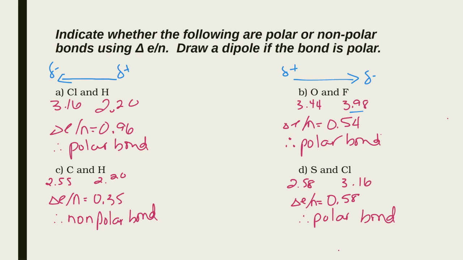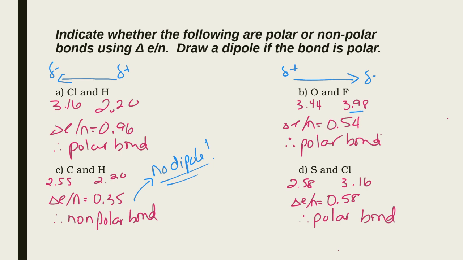Carbon and hydrogen have a difference of electronegativity of 0.35, which is a nonpolar bond. So when there's a nonpolar bond, you do not draw a dipole. No bond dipole. You leave it alone. Those electrons are equally shared. Do not draw a bond dipole.